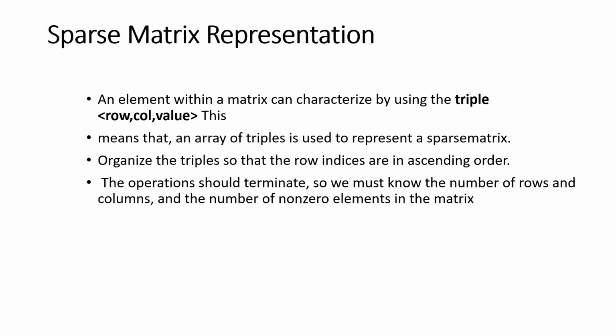Sparse matrix representation. An element in a matrix can be characterized by using a triple: row, column, value. This means that an array of triples is used to represent a sparse matrix. Organize the triples so that row indices are in ascending order. The operation should terminate, so we must know the number of rows, the number of columns and the number of non-zero elements in the matrix.